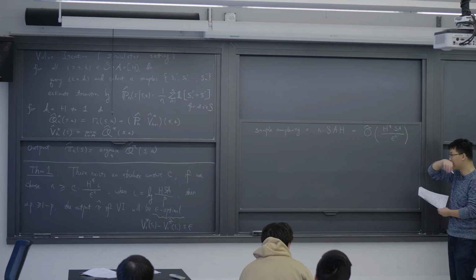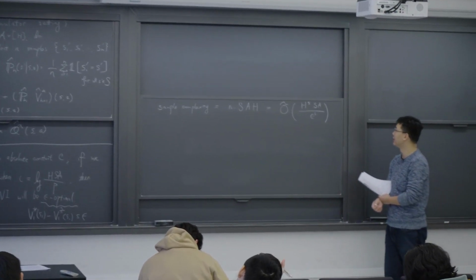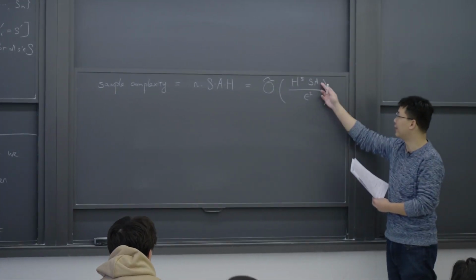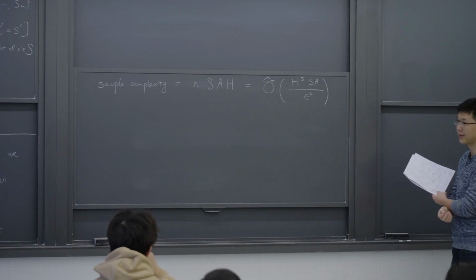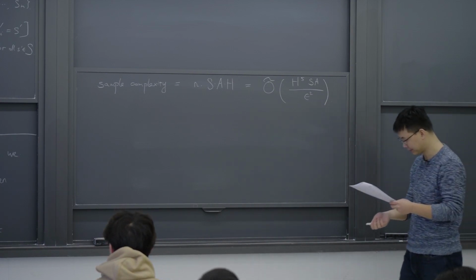So essentially we're claiming that value iteration will use a number of samples polynomial in the horizon, linear in states, linear in actions, and proportional to 1 over epsilon squared, to learn the epsilon optimal policy.